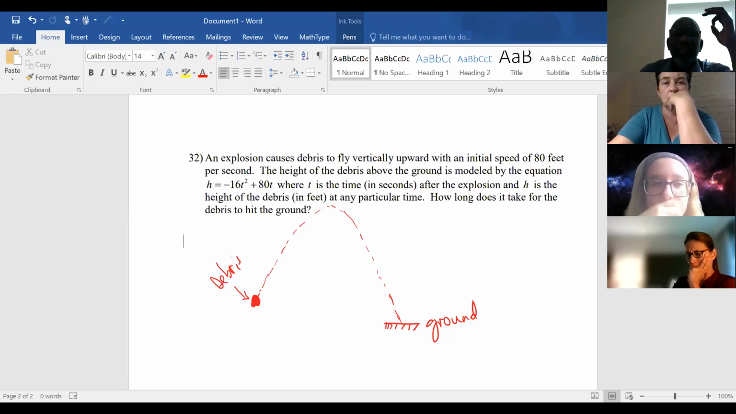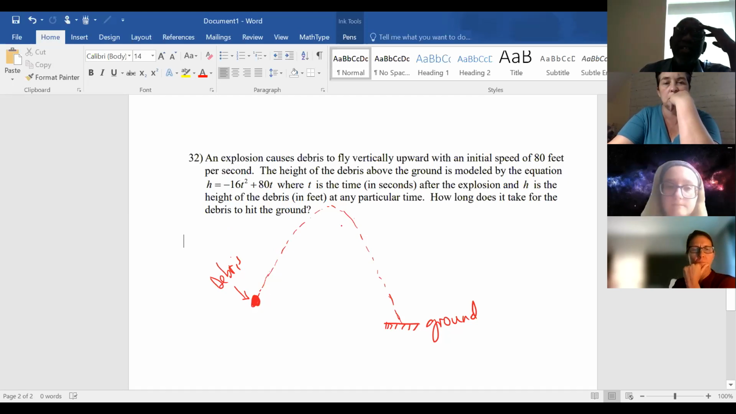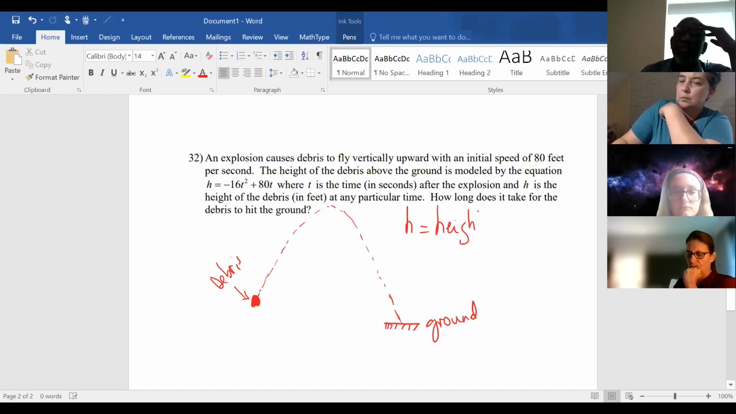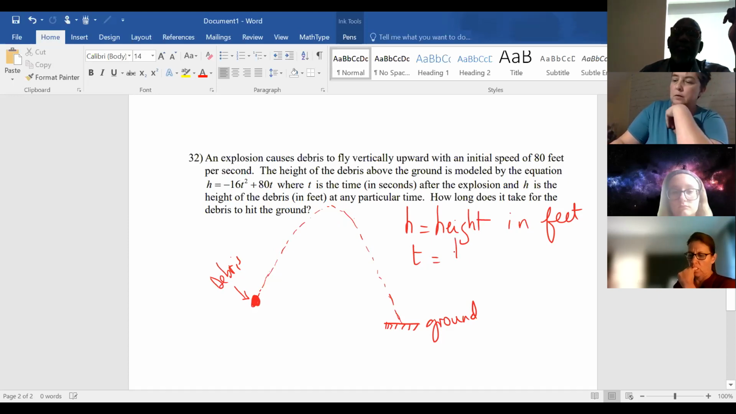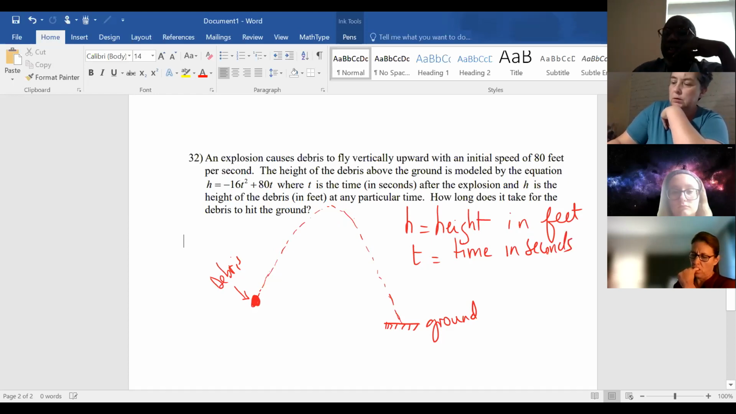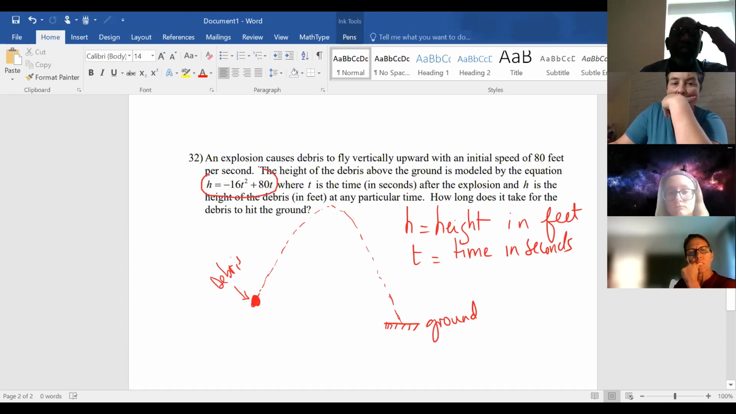Initially the debris was here, and then it goes up. As it goes up, we measure the height. H is the height of the debris in feet, and T is the time in seconds, okay? The equation that you see here between the height and the time comes straight from physics, okay?